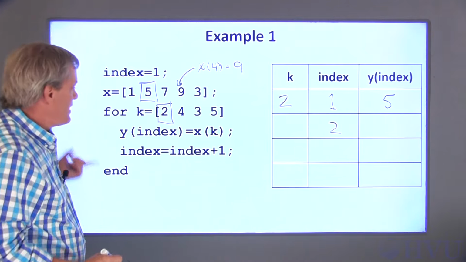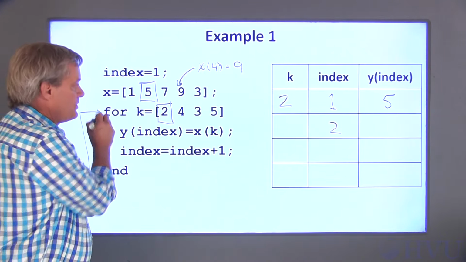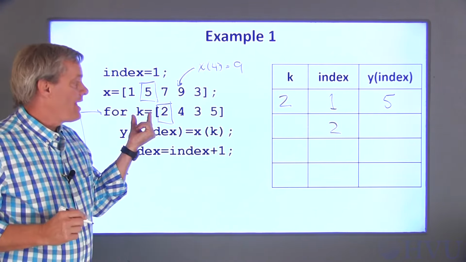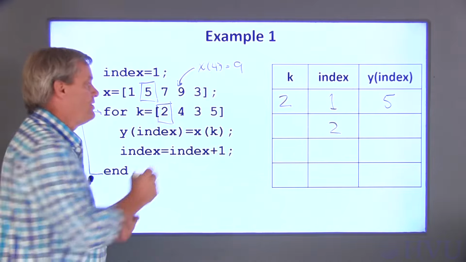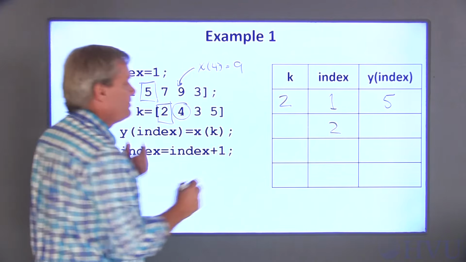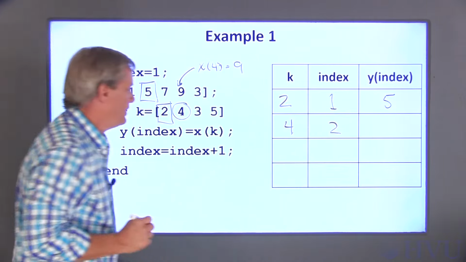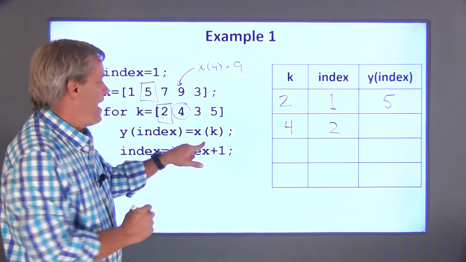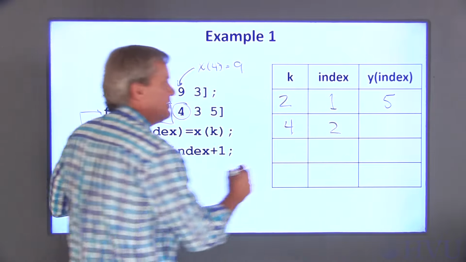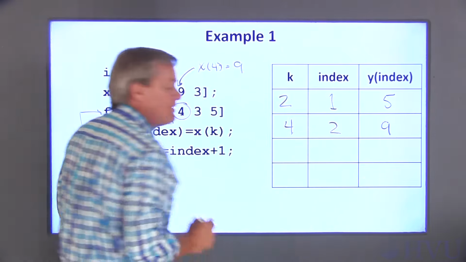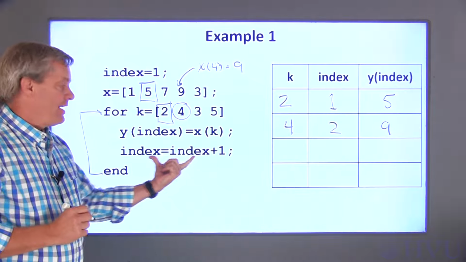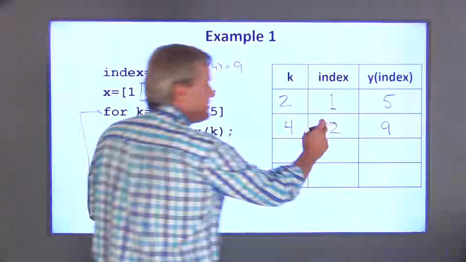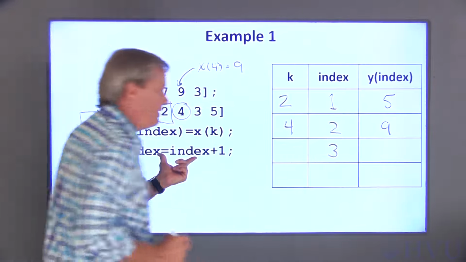I hit the end statement. That takes me back up to the for statement. K takes on the next value in the array. So the second time through the loop, k is equal to 4. X of 4 is the fourth element in the array. That's 9. So y of index is set equal to 9 after the second time through the loop. Index is equal to index plus 1, so 2 plus 1 is 3.